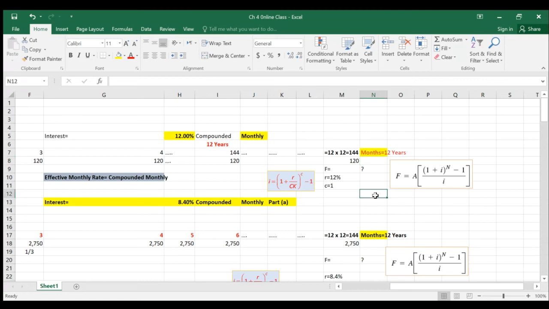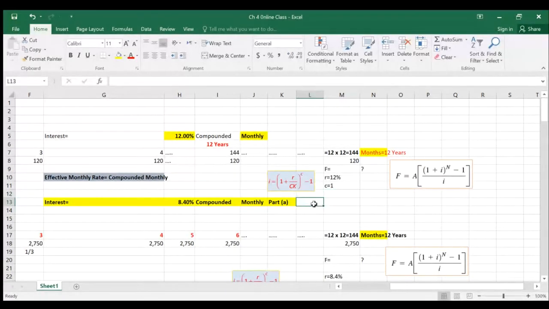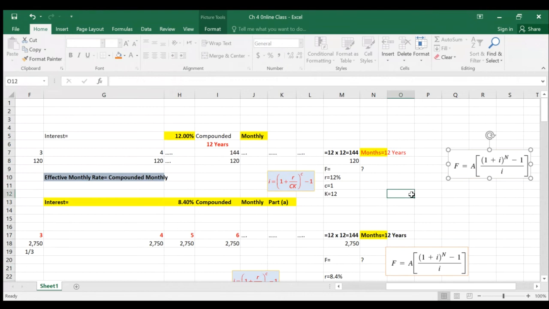What is the future worth of this one? This is basically the question. So first we need to calculate an effective rate. I'll just show you, I'm not solving it here. What is R in this question? R is 12%, C is 1, and K is going to be 12. So use this formula to calculate an effective monthly rate.